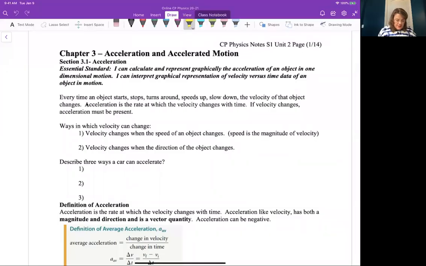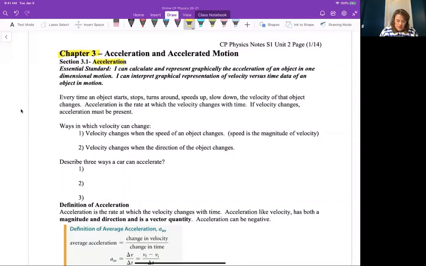All right, class, we're moving into chapter 3. How exciting. We're going to talk about acceleration and accelerated motion. Chapter 3 has 4 sections. Most chapters in this book have 4 sections. The first section has to do with acceleration. We've got to define it.